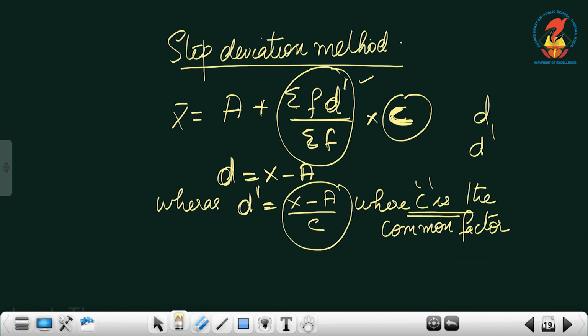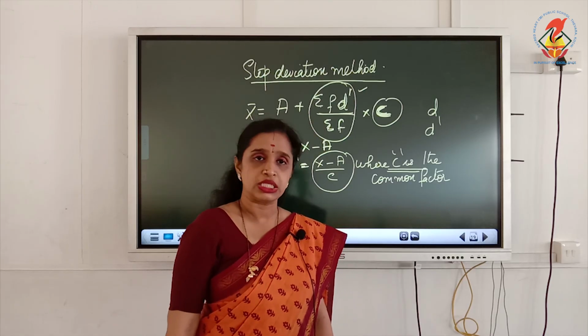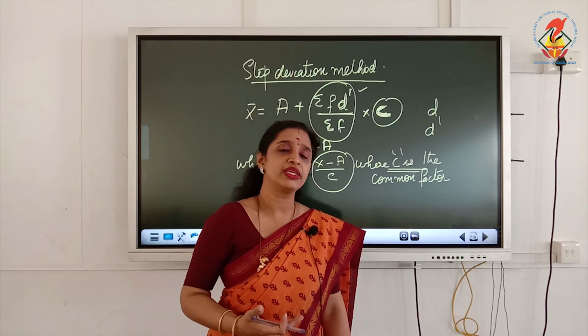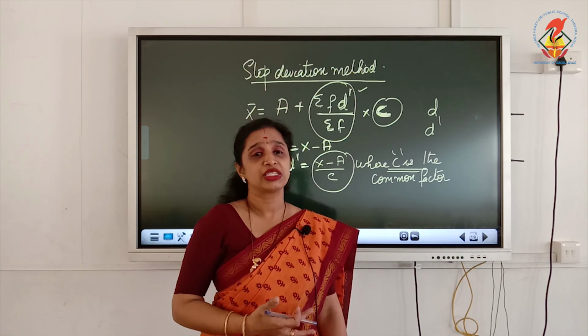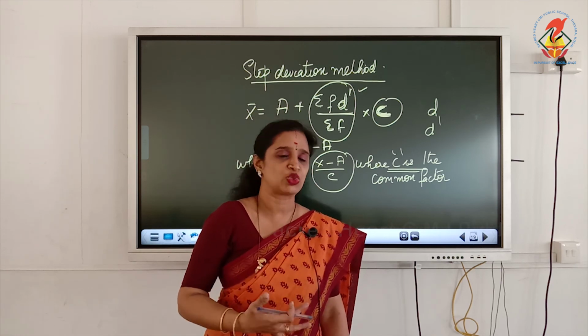And using the step deviation method, x bar is equal to a plus sigma f d dash by sigma f, into c, where c is the common factor. So, any number which is divisible into d can be taken as a common factor, even if it is not there in your data, even if it is not there in your x values.